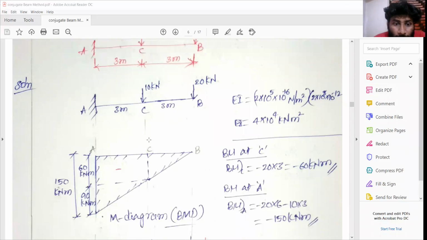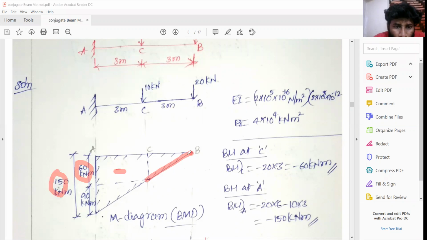Then we find the bending moment at each section. Since it's a cantilever, bending moment at C is 20 into 3, which becomes 60. So you can see I have written it here; again it's negative, since it's a cantilever subject to loading. Then the bending moment at A is 20 into 6 meter total length, minus 10 into 3, so that becomes 150 kilonewton meter.